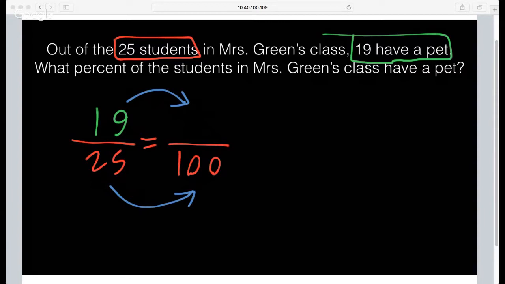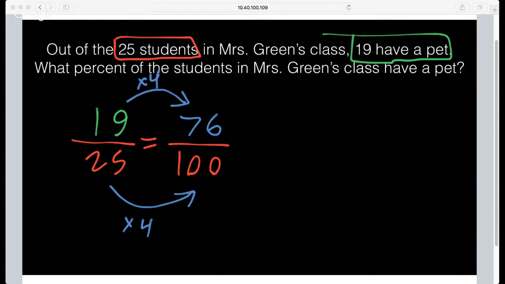So 25 to 100, oh, that's like quarters, right? You need 4 of them. 4 25s make 100, and so we need 4 19s. We could do this in our head. 4 10s would be 40, and then 4 9s would be 36. So 40 and 36 is going to give us 76.